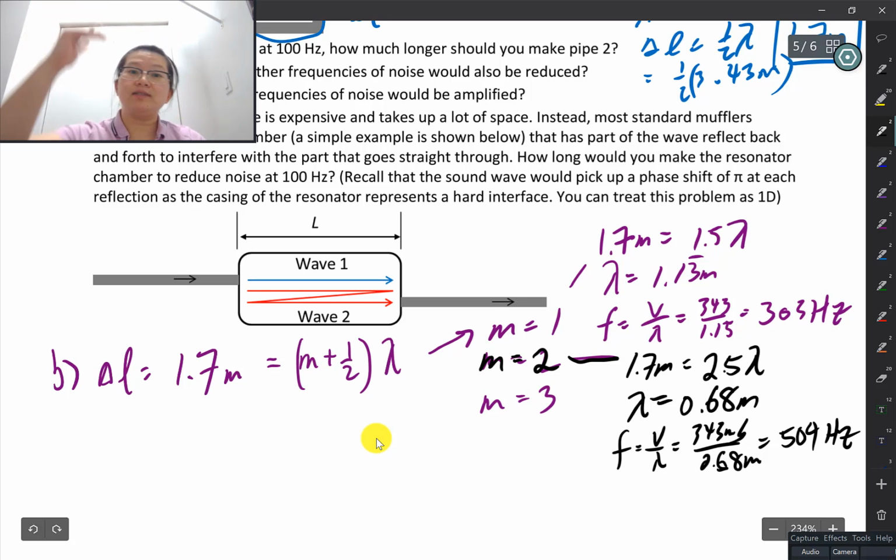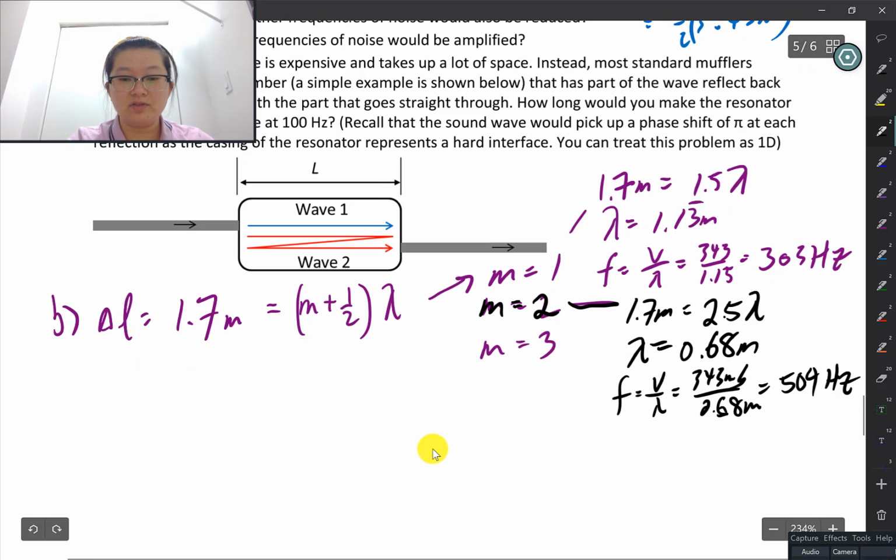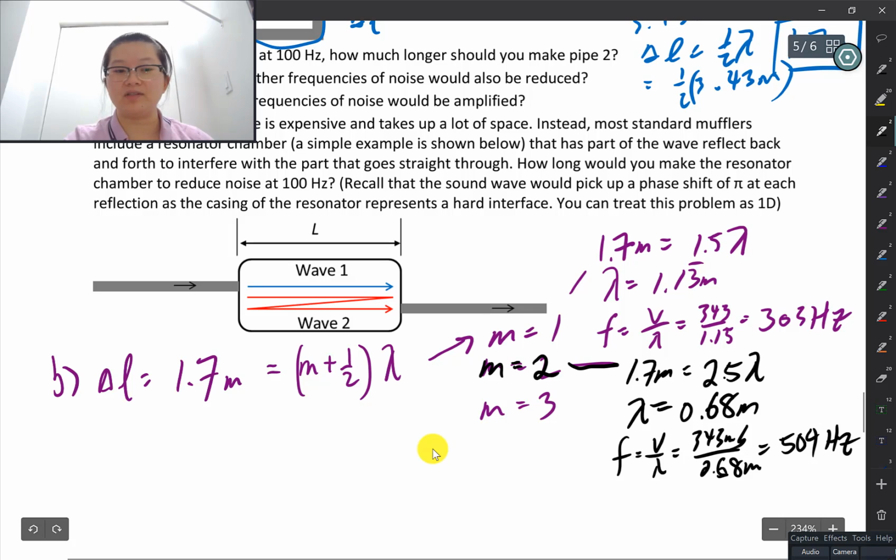Notice it will continue, and these are all the different sound frequencies that will experience destructive interference.